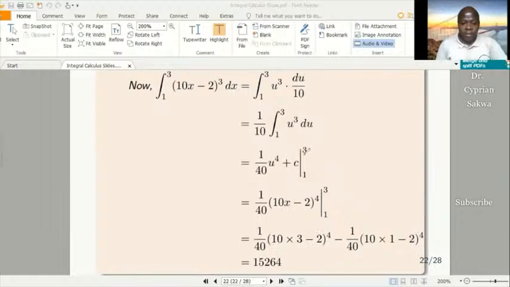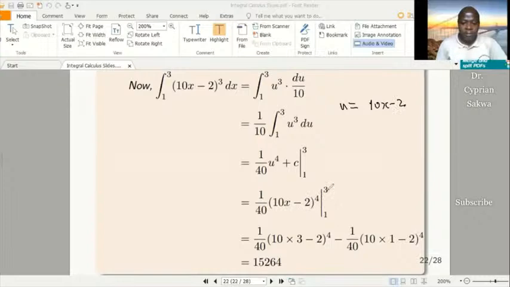But this is very important: you don't reach here and put the limits, that is, say 3 raised to 4. You have to first of all get rid of u and substitute u back with its equivalent. And the equivalent of u, we said at the beginning that u was equal to 10x minus 2. So you must bring it back.